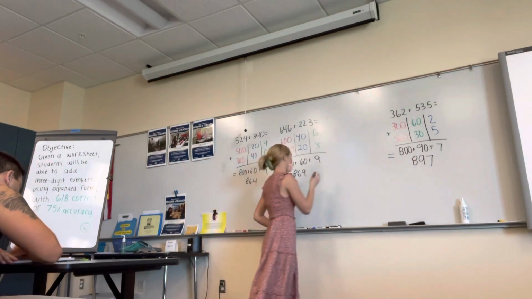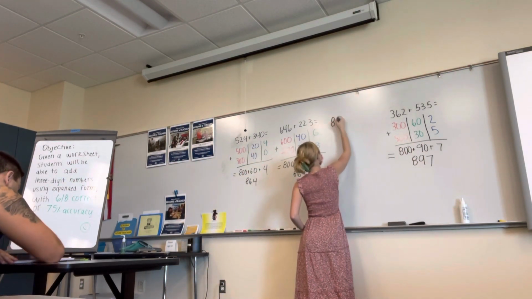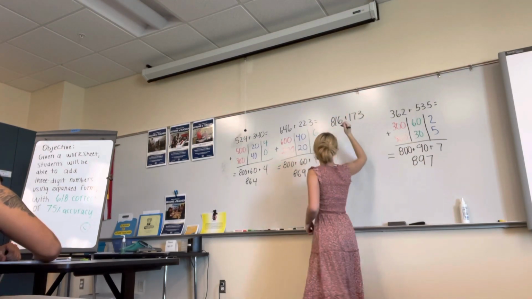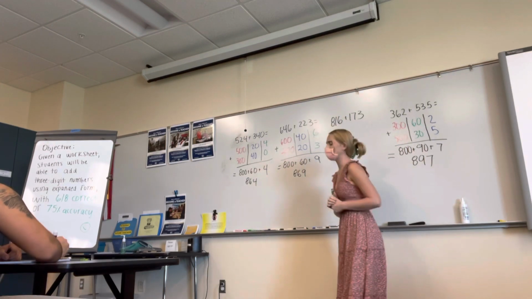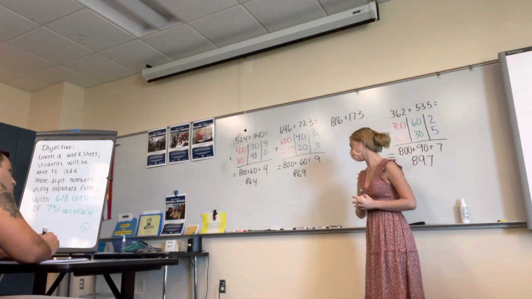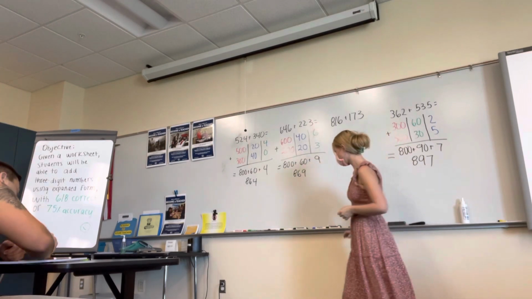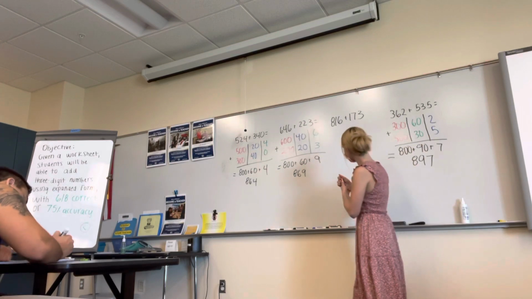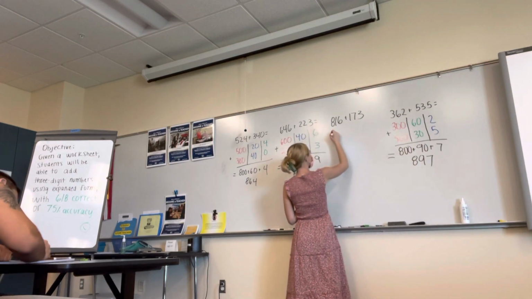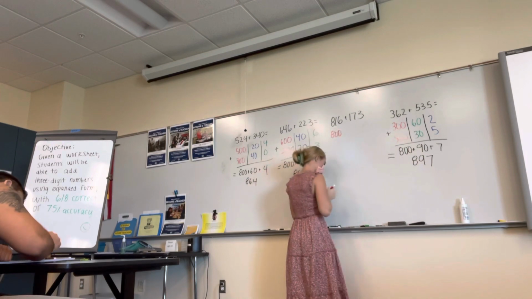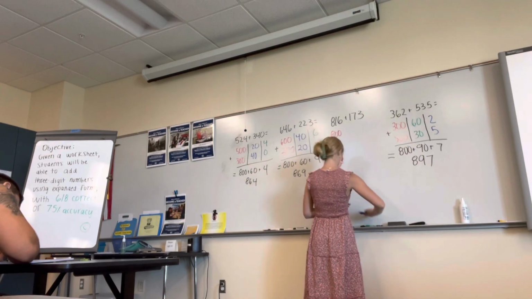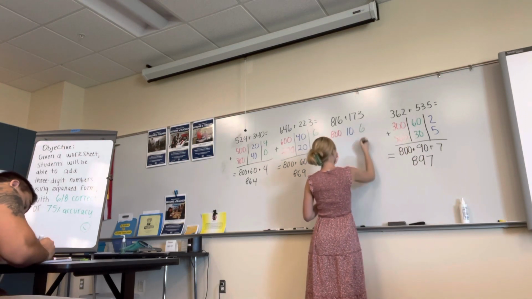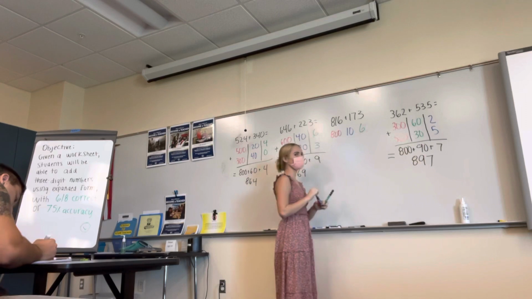Our next one is going to be 816 plus 173. I'm going to have you guys talk me through this one again. What is our first step? Break it up. Break it up into what? Expanded form. Break up each number into expanded form. 816 we're going to break up into 800, 10, and 6. And what will we break 173 up into?